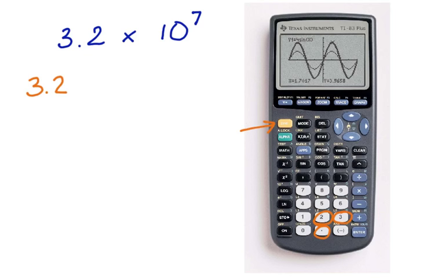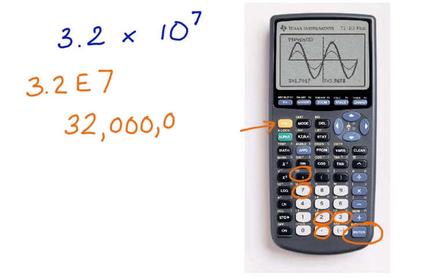Next, we go to the yellow button and EE, and you should now see an E on your screen if you're doing this with me. And finally, we enter 7. That's our exponent. Enter is our last step, and when we hit enter, our answer is 32 million. We've evaluated this expression using a calculator.